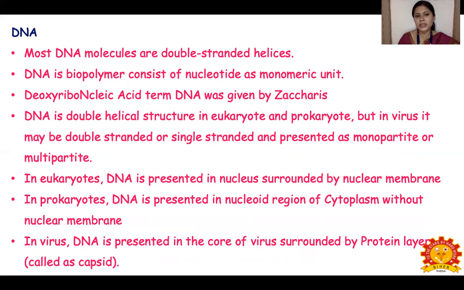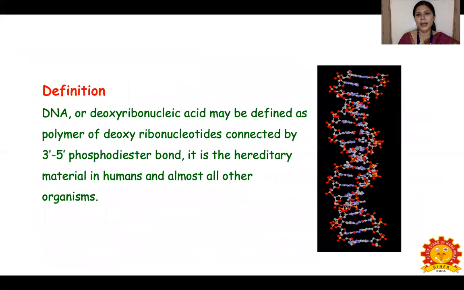In eukaryotes, DNA is present in the nucleus surrounded by the nuclear membrane. So that is a main difference between the prokaryotes and the eukaryotes. In case of the prokaryotes, DNA is present in the nucleoid region of the cytoplasm without a nuclear membrane. In viruses, DNA is present in the core of the virus surrounded by a protein layer that is called capsid.